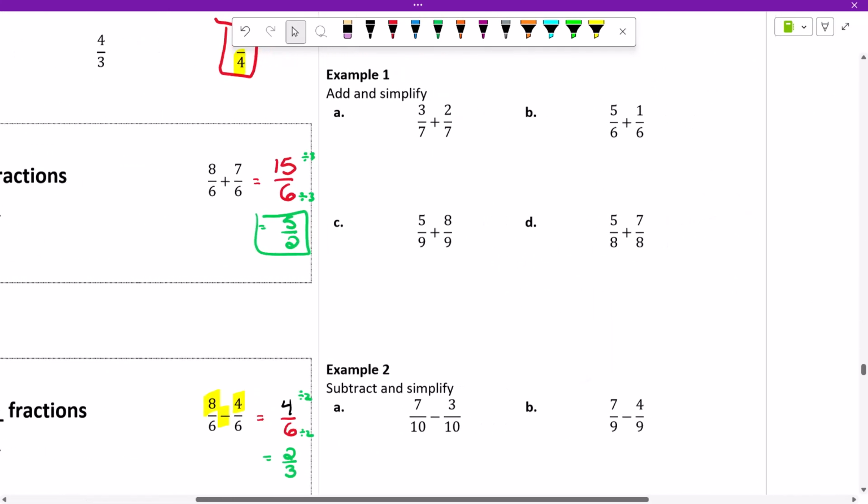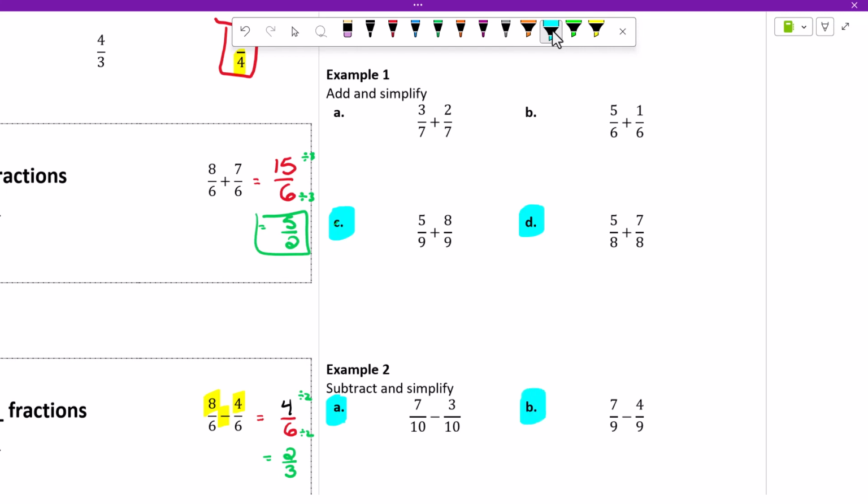We don't need to do all of these. Let's go over to this side over here. I want you to practice, let's see. Let's do C and D from question 1, and let's do A and B from question 2. So I'll take a pause and let you work on those.